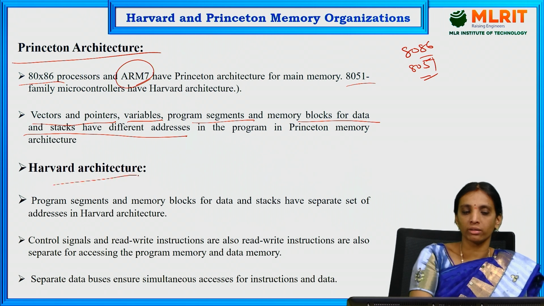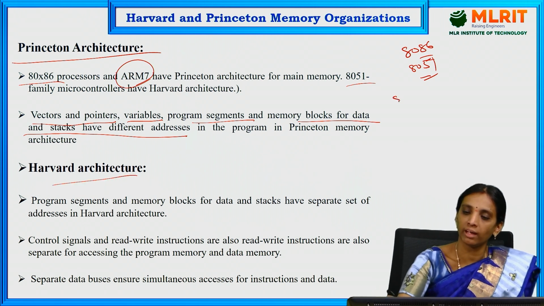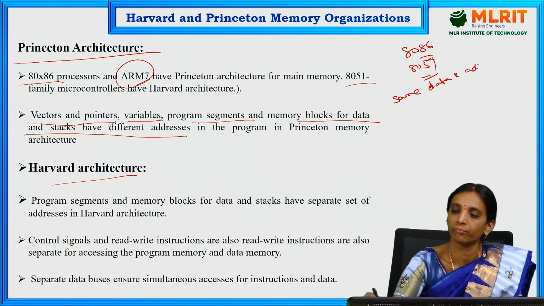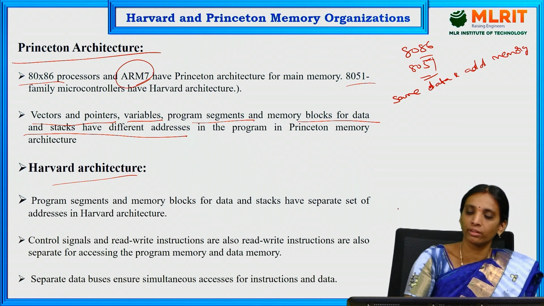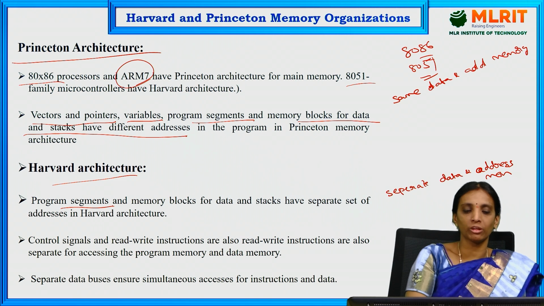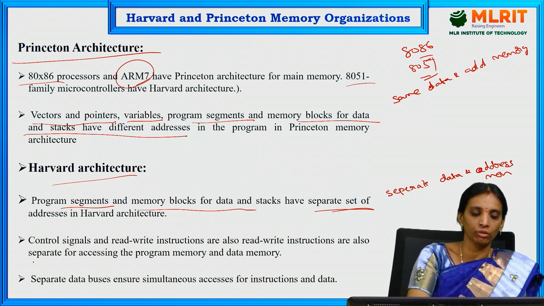So Harvard architecture, in contrast, has separate data and address memory. Here the program segment and the memory blocks for data and address are two separate sets. Here the control signals and read write instructions are also separate.